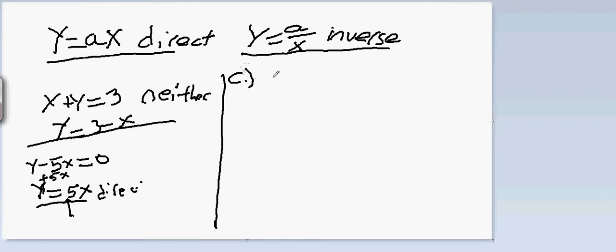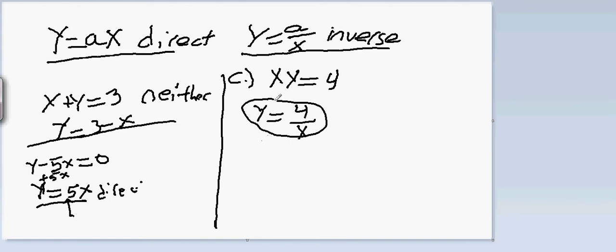So I'm going to write it over here. For letter C, we have x times y is equal to 4. So when we solve the equation for y, we divide this by x. So we get y is equal to 4 divided by x. Aha, so what does this guy look like? He looks like the inverse, where 4 is your constant of variation. So I'm going to put an A right there with an arrow. So this guy is going to be an inverse variation. Inverse.